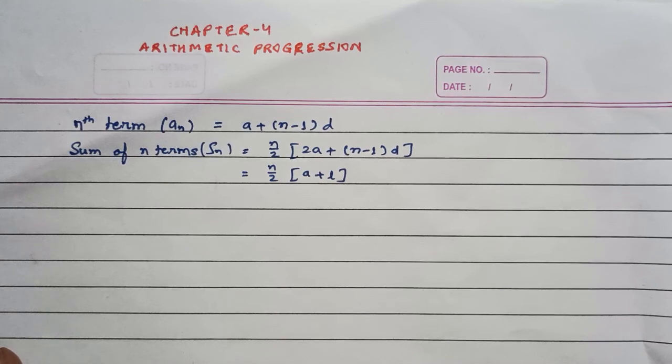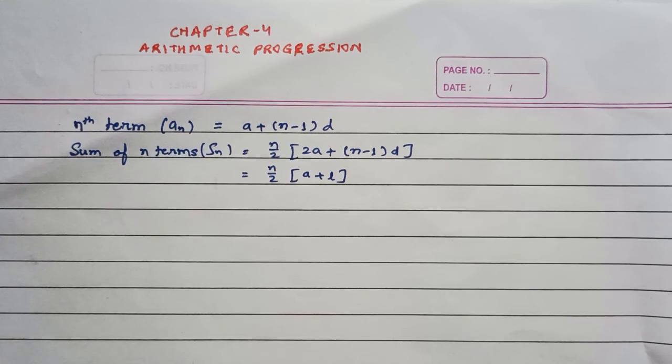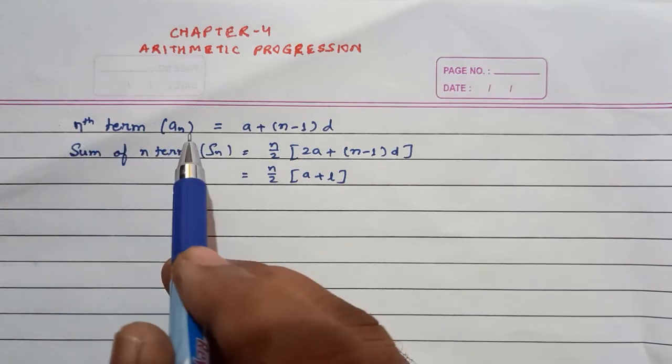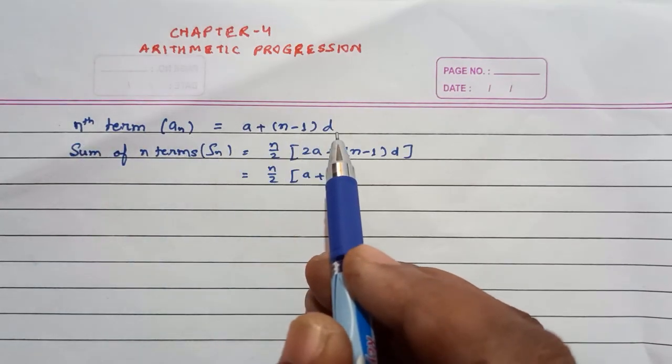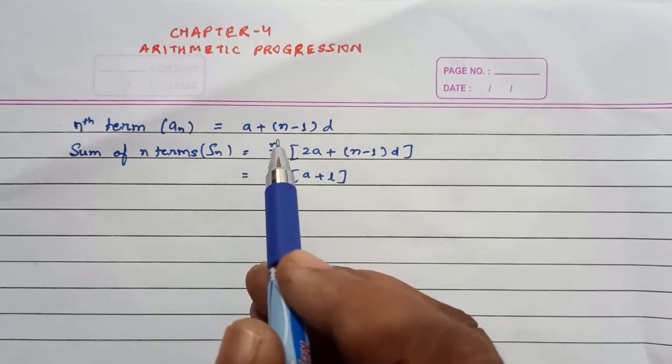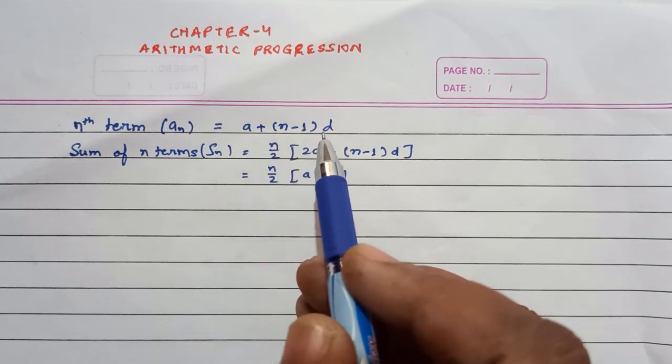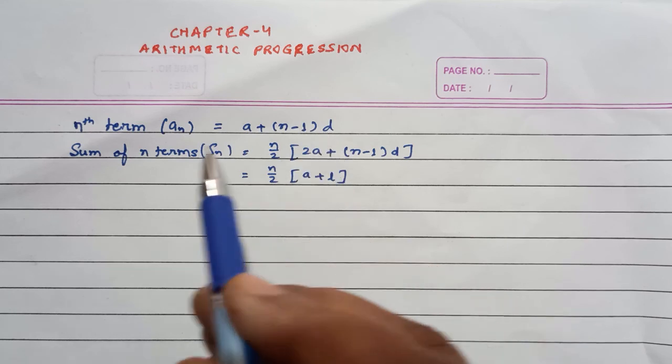Dear students, today we will solve the remaining questions of exercise 3 of chapter 4, arithmetic progression. First of all, the formulas used in arithmetic progression. Nth term, an is equal to a plus n minus 1 into d. a is the first term, n is the number of terms, d is the common difference.